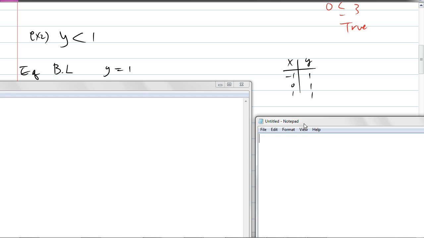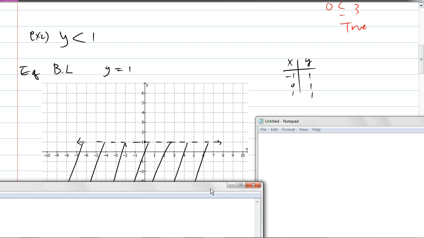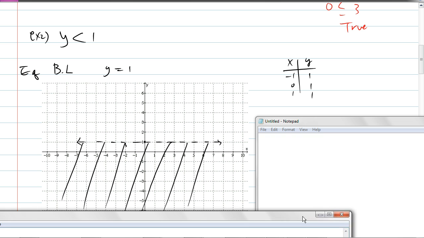Now, do I shade above this horizontal line or below? It says y is less than 1. So how many people think it's above? Raise your hand. Okay, how many people think it's below? You are correct. How many people are still not sure? Okay, it says y is less than. So when it's less than, it is below this line. Isn't that right?